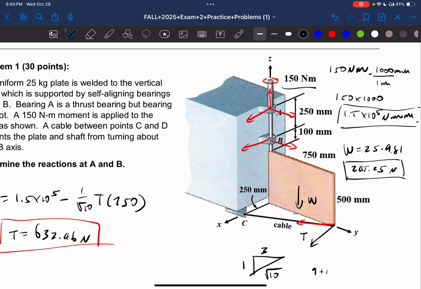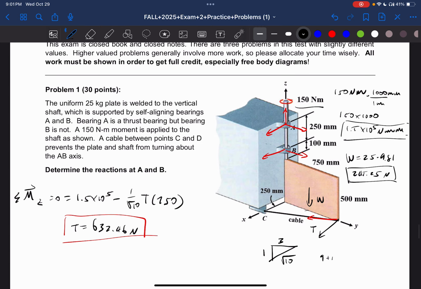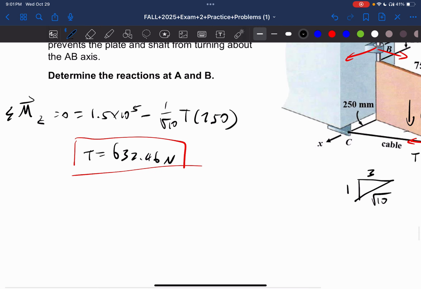Okay, if we do moment around this, we're going to have this one and this one. So we can find A Z by doing a moment about B in the y direction. So by moments of B in y, the sum is going to be equal to 0.